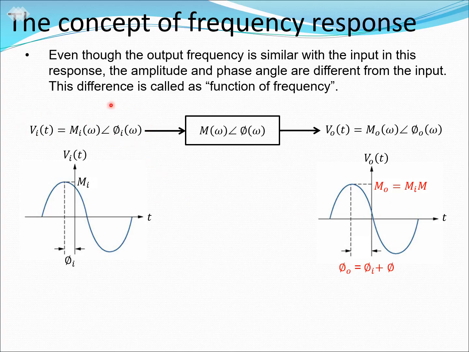So if we look at the input signal, this graph over here represents the sinusoid input. Mi is the amplitude of the sinusoidal signal, while phi is the phase angle of the sinusoidal signal. The same sinusoidal signal is produced at the output response with the same frequency. We can see the frequency omega is similar to the frequency omega at the input. And the amplitude changes to Mi multiplied with M, while the phase angle changes to phi plus phi.